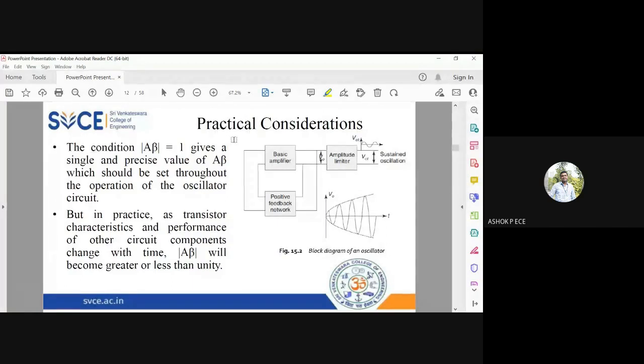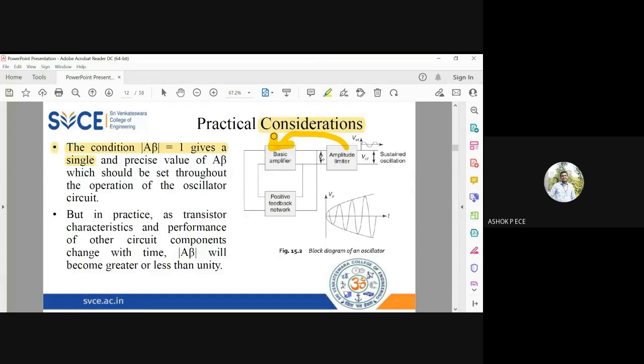That is what is represented in the diagram here. You can see you have a basic amplifier and the output. From the output, a portion of the output is taken, given through a feedback network, and fed again to the input. And you have an amplitude limiter. This circuit is shown externally here, but actually it is inside your amplifier itself.